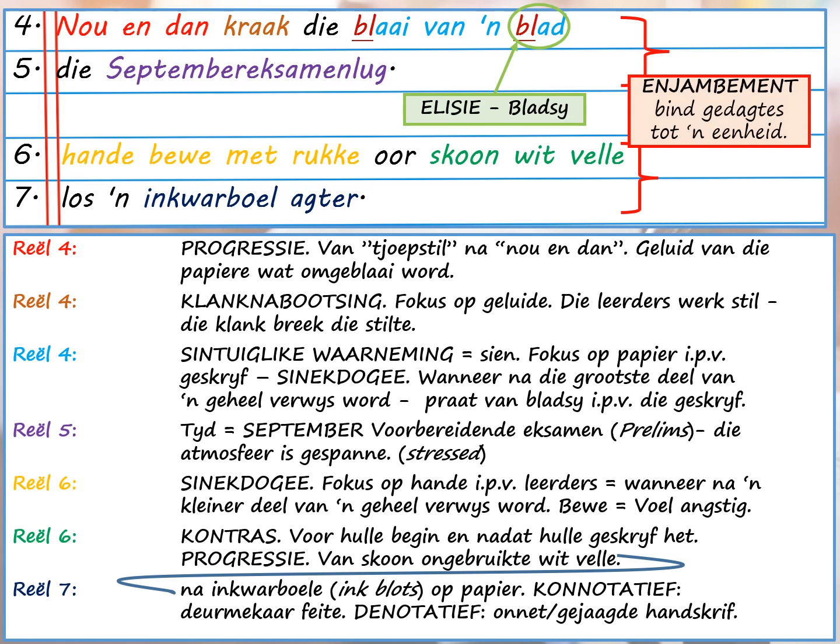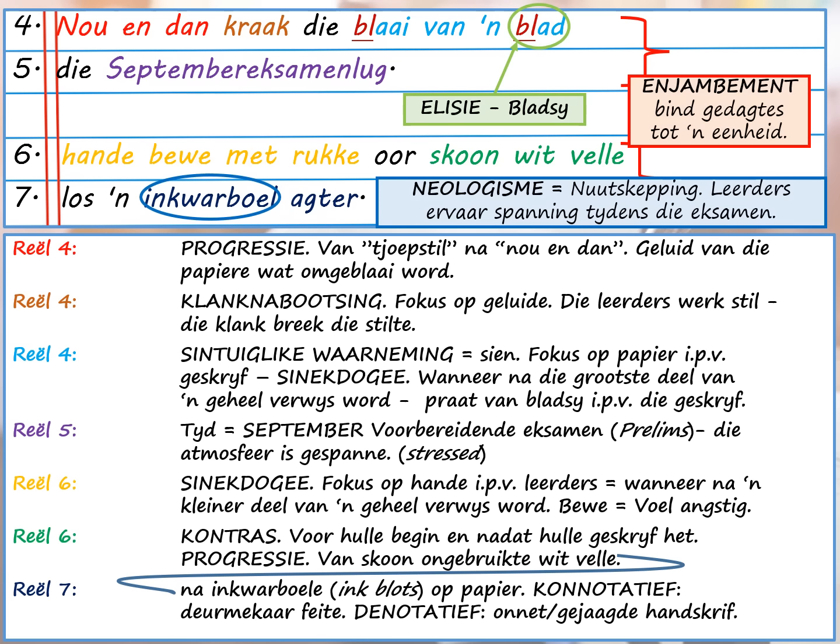There's enjambment from line 4 to line 7, showing you that even though it's two separate stanzas, it's still one idea. It's the exam. From 4 to 5, that's your one enjambment, so that's one idea. And from 6 to 7, that's enjambment, that's one idea. So it's binding your ideas together.